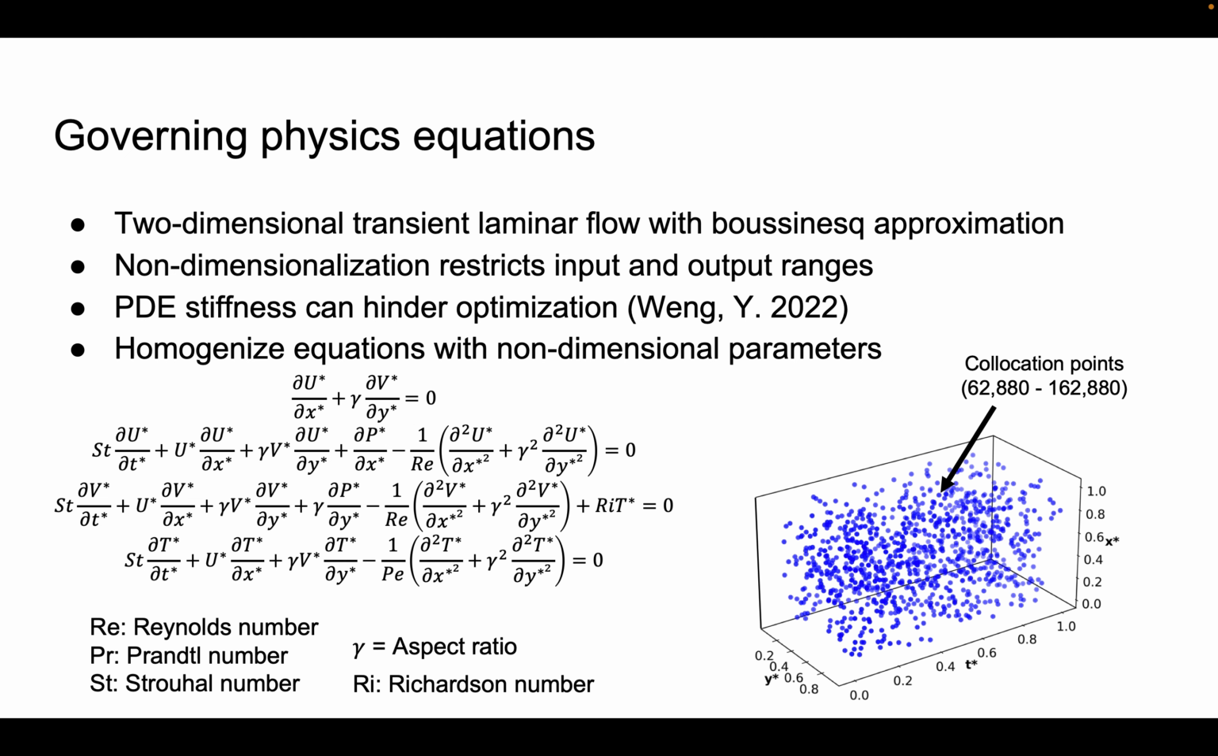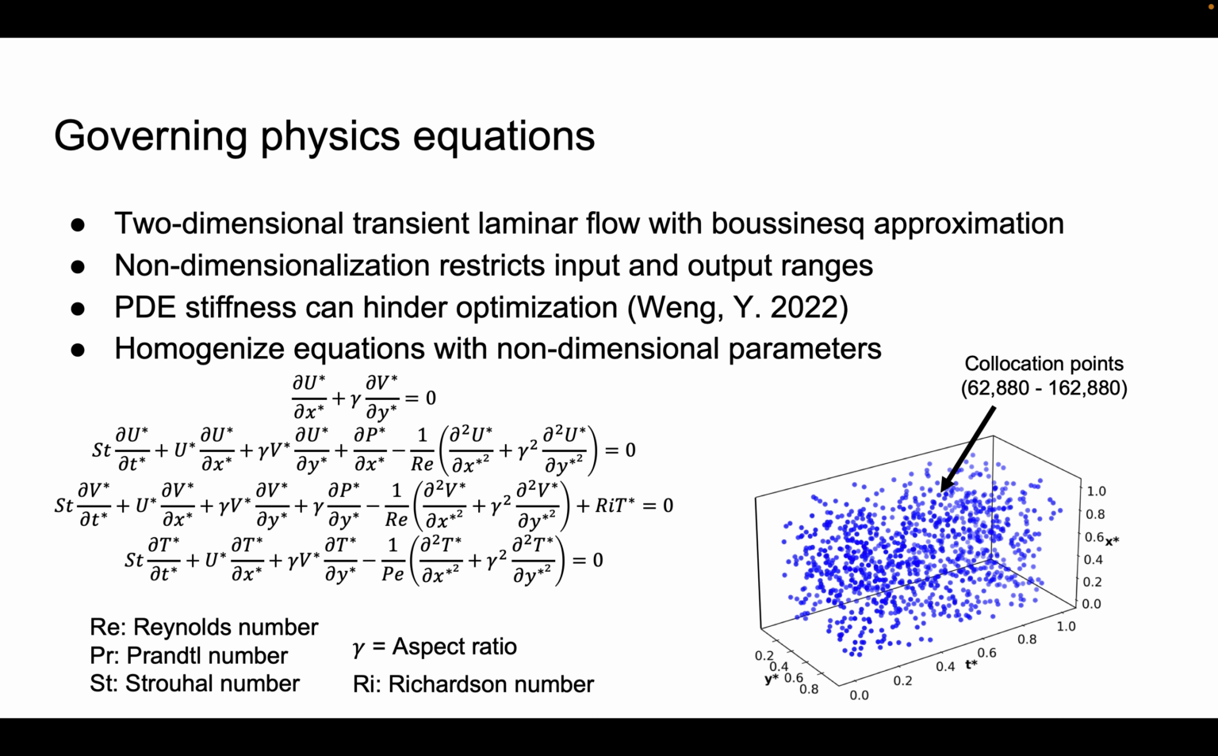Okay, good. So some equations here, we're looking at the 2D transient laminar flow with the Boussinesq approximation. We're assuming that density change is only a function of temperature there. And then we're non-dimensionalizing and restricting the input and output range to be within 0 to 1, so a traditional normalization step for machine learning.